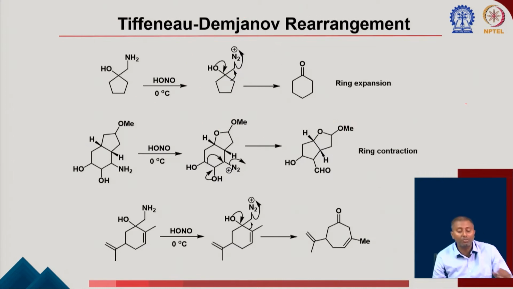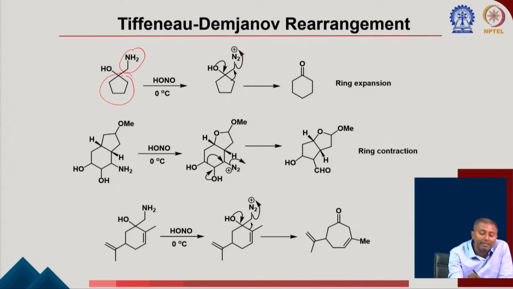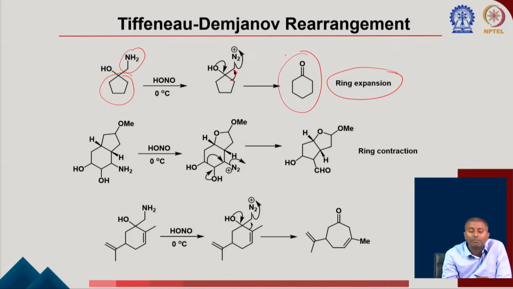So now we are going to learn some examples. Here I am going to show you some examples in terms of ring contraction or ring expansion. First, if you have this type of amino alcohol where the NH2 group is attached to a CH2 group that is not in the ring, in that case what do we observe? We observe ring expansion. First it forms the N2 plus, that will get rid of N2, forming a carbocation, and allow this ring expansion to happen to form this cyclohexanone.